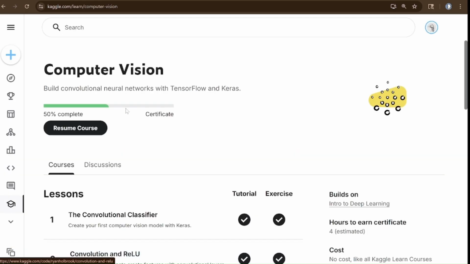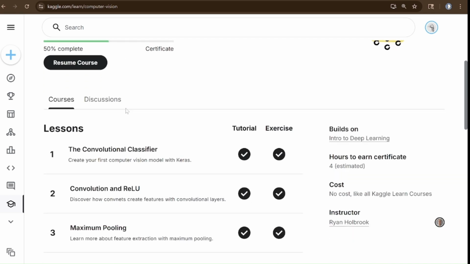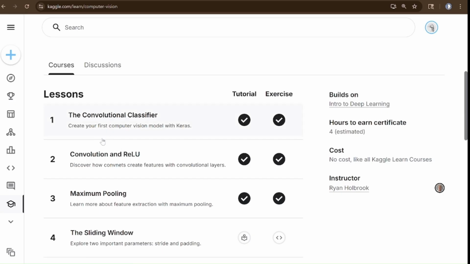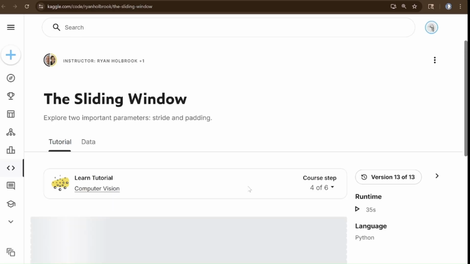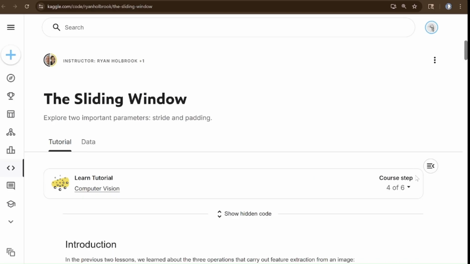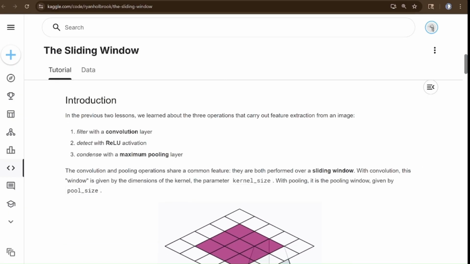Hi everyone, welcome back. We are continuing our computer vision course in Kaggle, and as of now we have completed convolutional classifier, convolution and ReLU, and maximum pooling. Today we are going to understand the sliding window. First we will read the tutorial, then we will do the exercise. Okay, but before that let me give you a small recap.